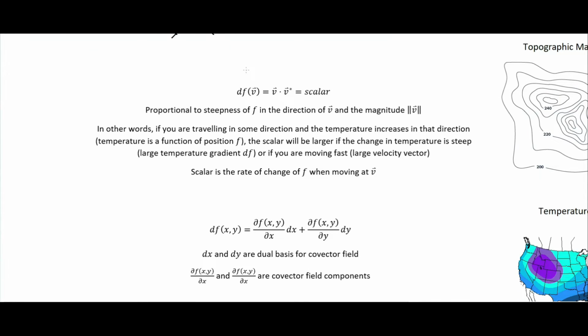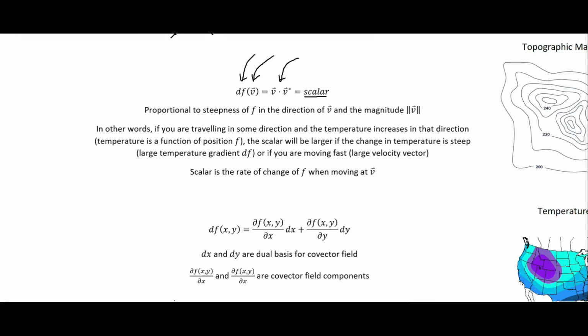And so here, I just wrote out some things. So we have our df, which is our covector, and our v, which is our vector. That's the same as doing the dot product of our vector with our covector, and that gives us a scalar.